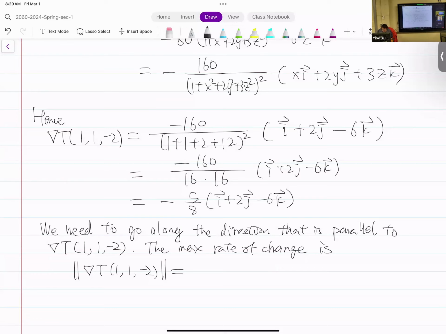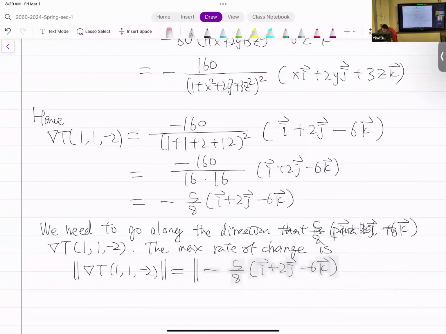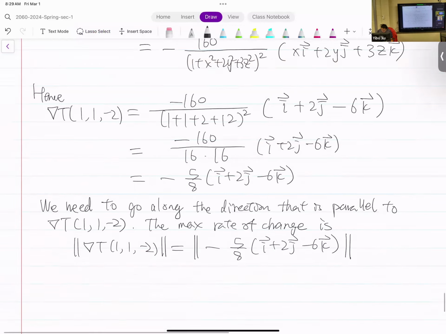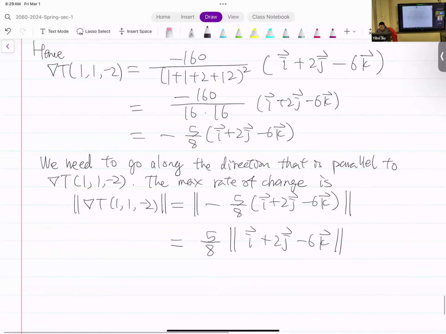So basically, we just calculate the magnitude of this. And what do we know? We know that the constant multiplier in the front can be taken outside of the magnitude if we take the absolute value of that scalar, right? And then we still need to do the magnitude of the remainder direction, okay?